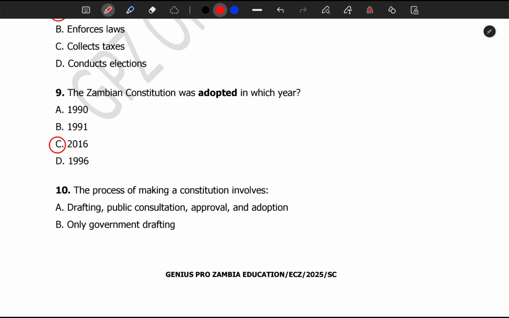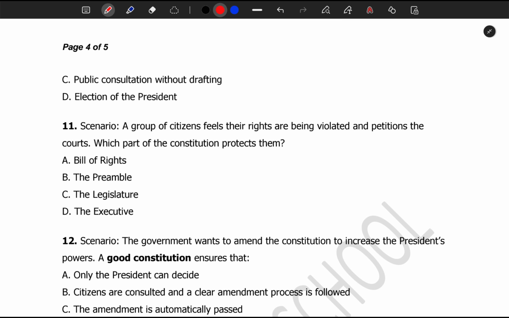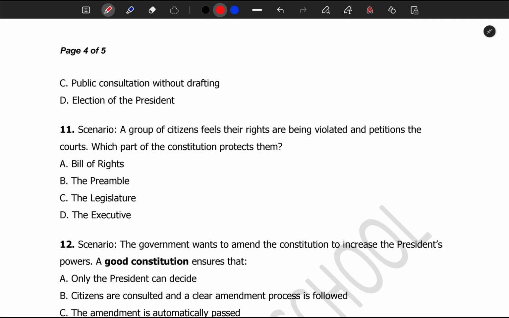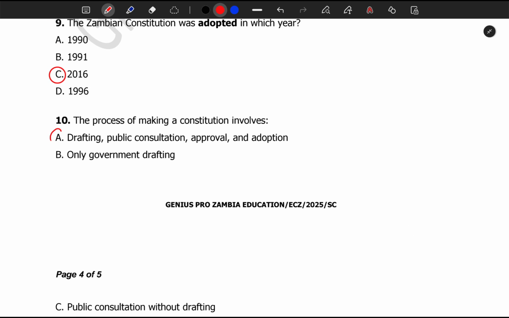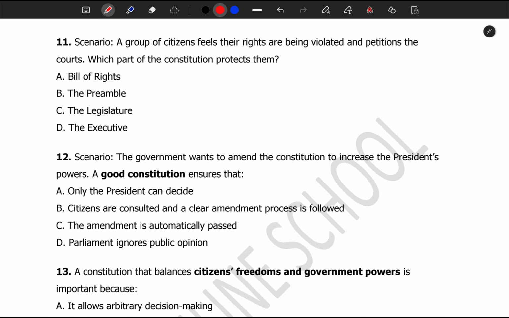Question 10. The process of making a constitution involves A, drafting, public consultation, approval, and adoption. B, only government drafting. C, public consultation without drafting. D, election of the president. It is actually A, which involves the drafting, public consultation, approval, and adoption.